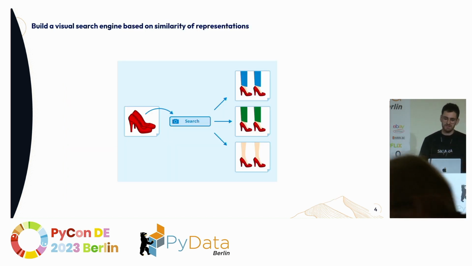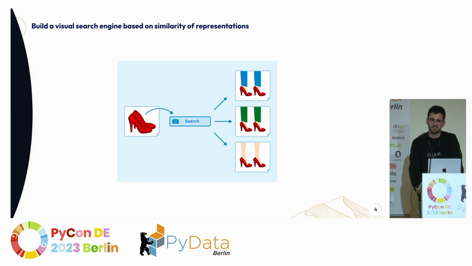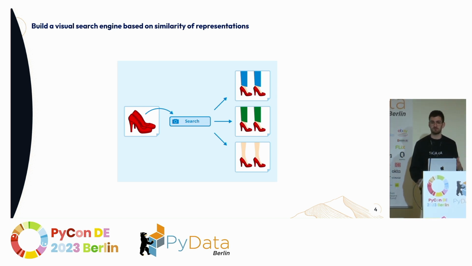So we're going to build a visual search engine based on similarity of representations. It's just a system where you input an image, and it outputs the images that look the most similar from your database.